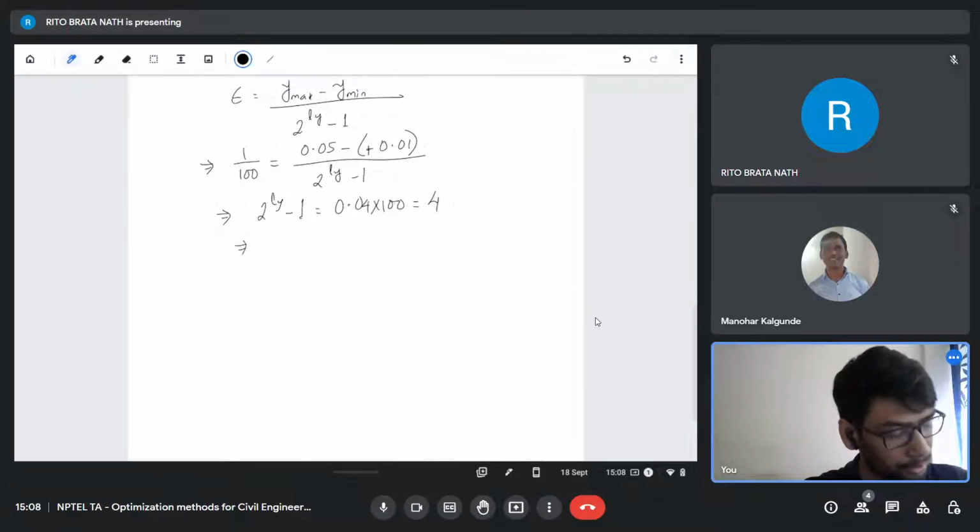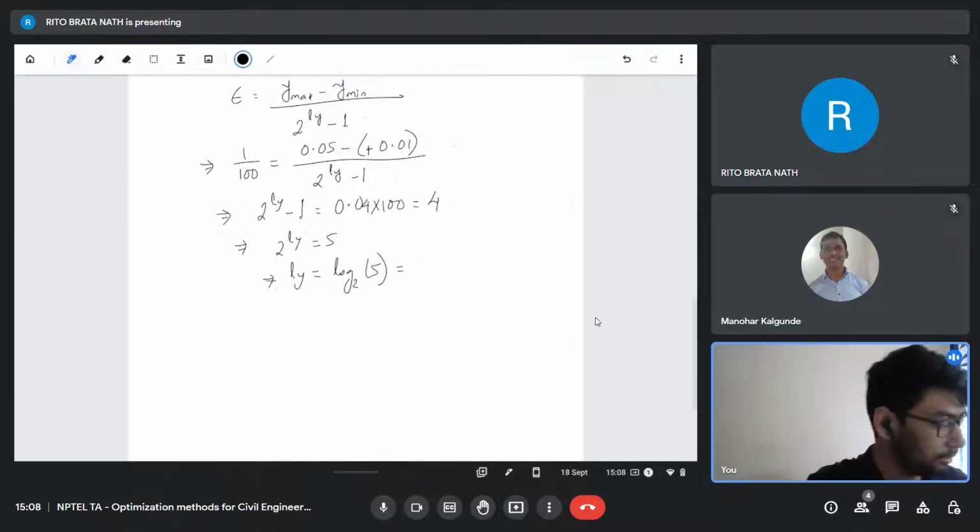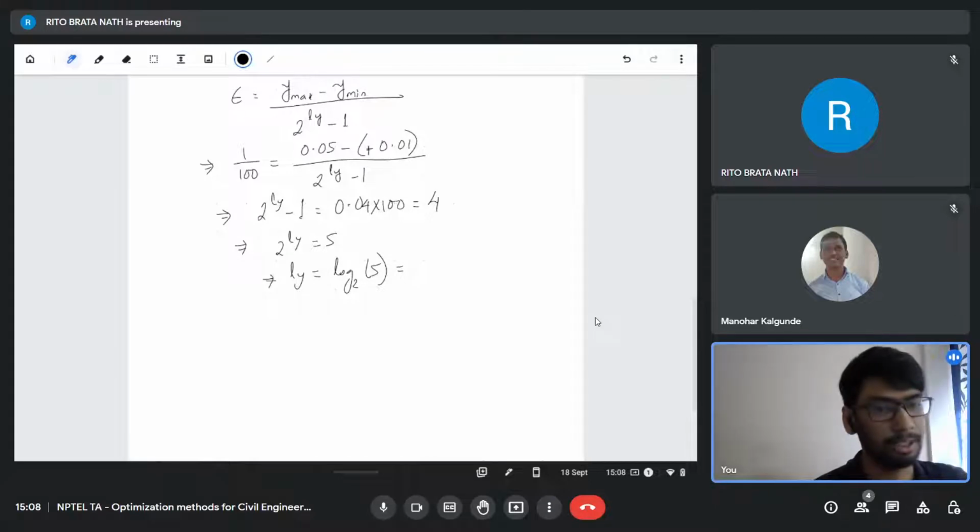And then you have 2 to the power Ly equals 5, and Ly is log 2 base 5. This will give you something in between 2 and 3, because you know 2 square is 4 and 2 cube is 8. So if you round it off, it will be around 3.